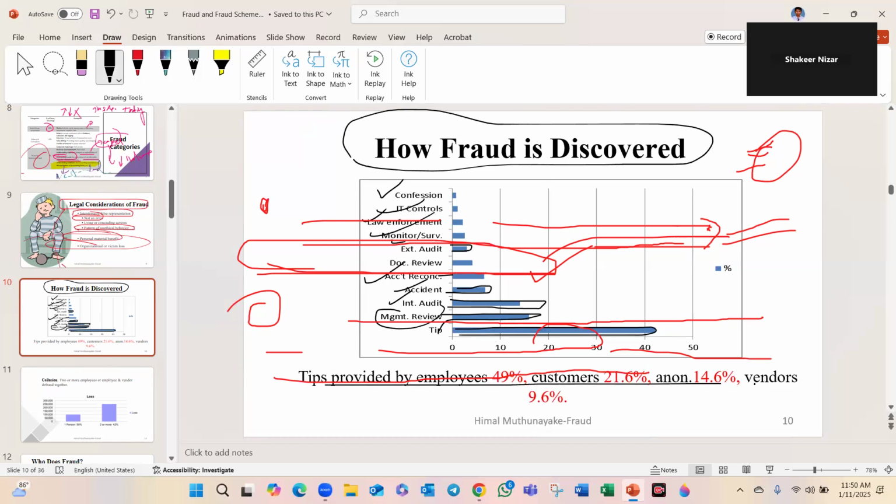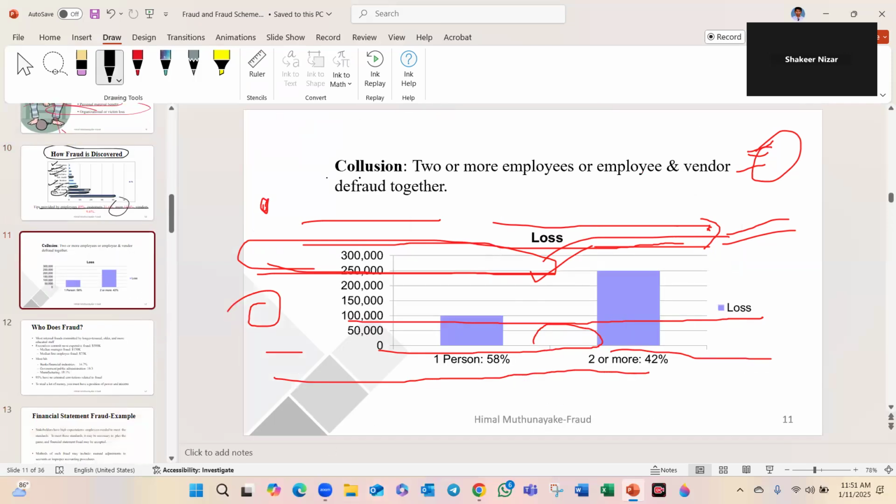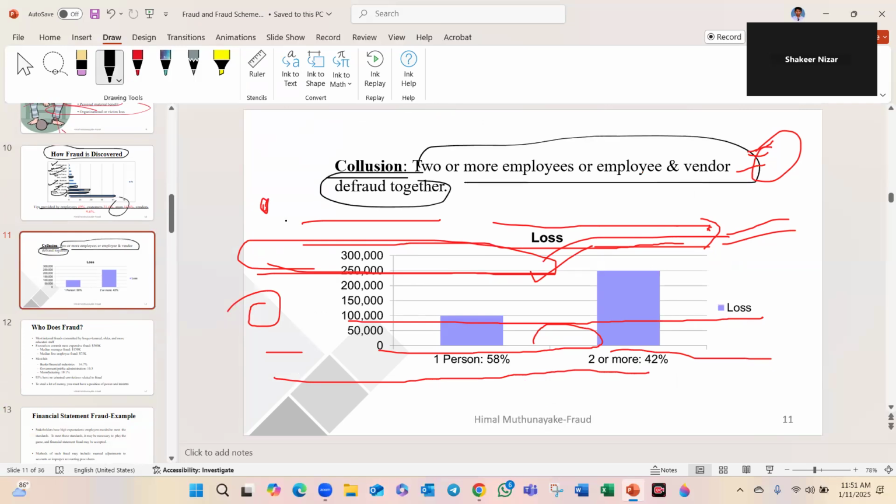Tips provided by employees, customers, vendors, whistleblowers. Collusion: two or more people, or an employee and a vendor, getting together and engaging in a fraud. Collusion is considered more damaging than one person committing a fraud alone.